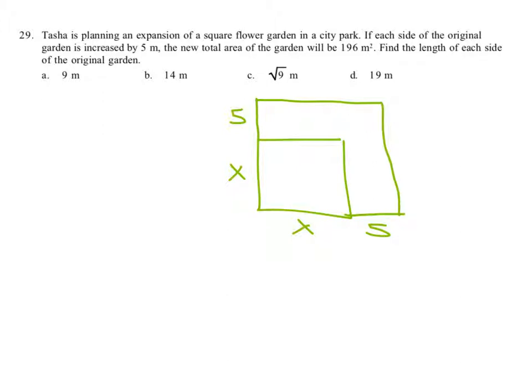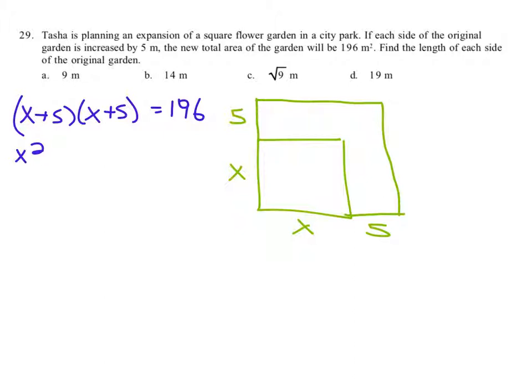So what we have is x plus 5 times x plus 5, because it's length times width, is equal to what they say the new area will be, 196. Find the length of each side of the original garden. So we're going to multiply these together. We get x squared. I'm foiling right now.